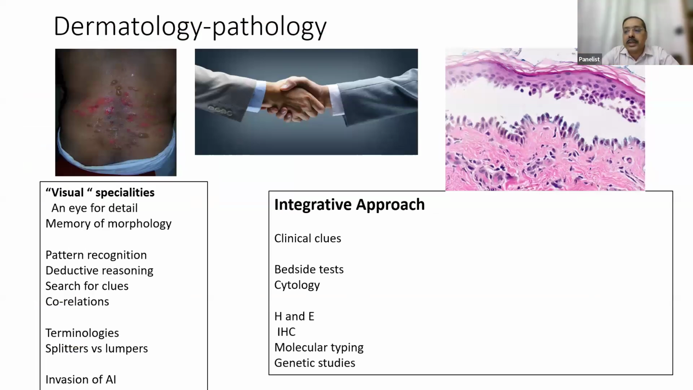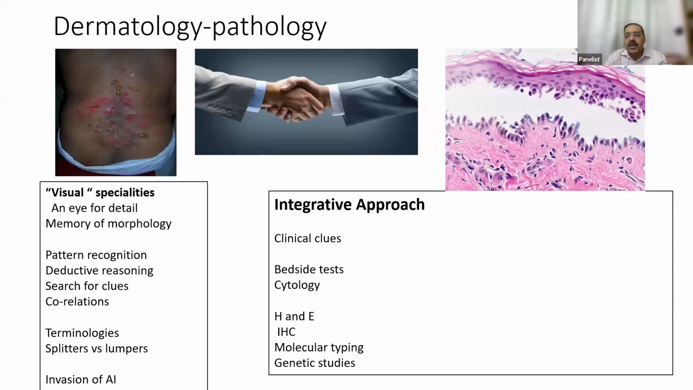So you would agree that both our specialties are visual specialties where we need an eye for detail. We need to memorize a lot of these morphological patterns. Pattern recognition is important in both dermatology as well as in pathology. We do a lot of deductive reasoning and we keep searching for clues here and there, akin to probably a detective or a Sherlock Holmes. We put together the pieces and then finally arrive at a diagnosis. Correlations are equally very, very important in dermatopathology. And we have a host of terminologies. Both our specialties are well known for terminologies. And we have a lot of splitters and lumpers.